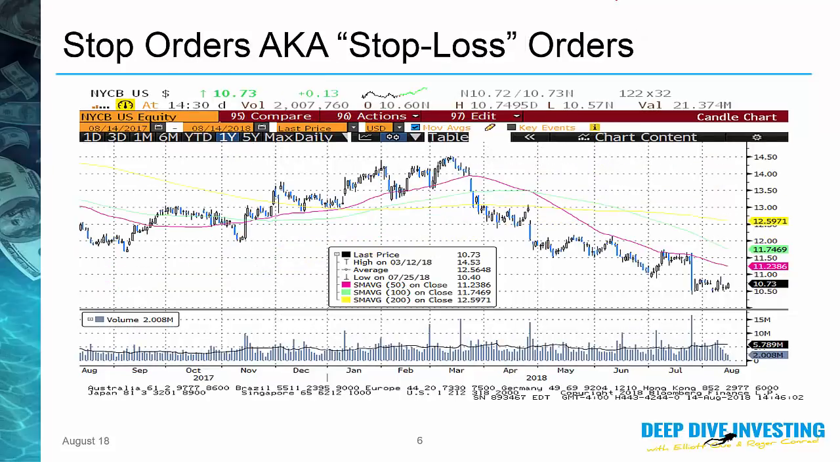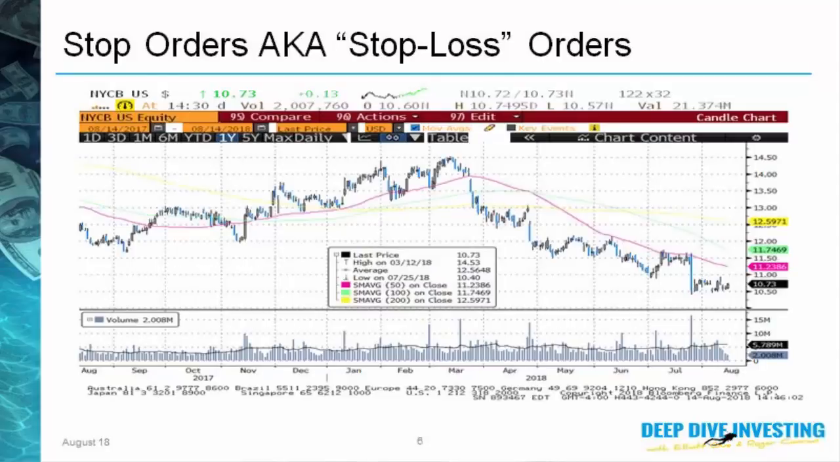So you've probably heard the term stop order. Oftentimes they're called stop loss orders. And you'll hear some people say that you should set a stop on every single trade or investment that you take on. What is a stop order? How do we use them? And what are they used for?